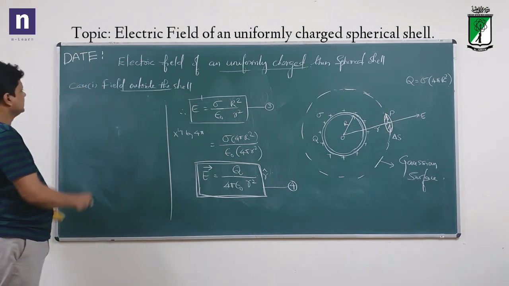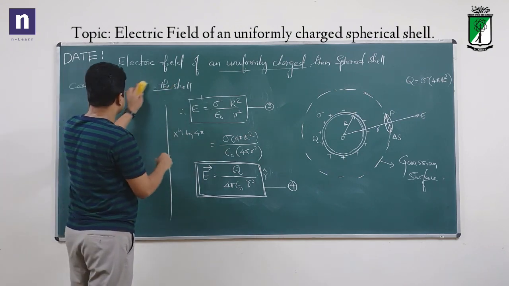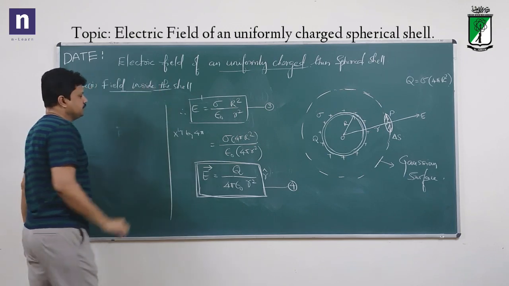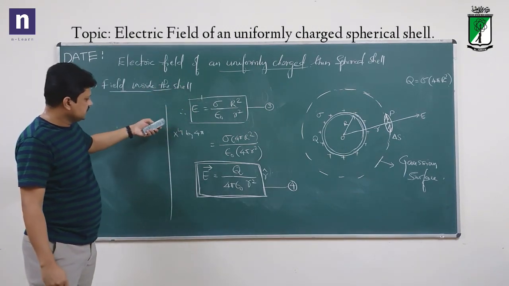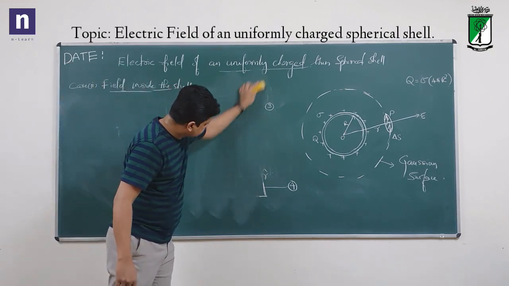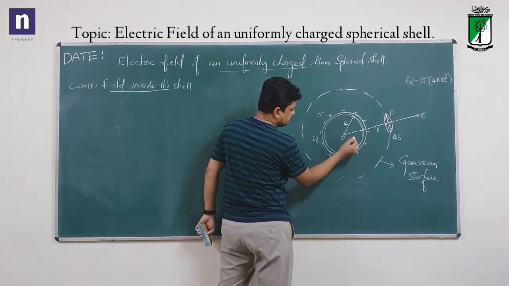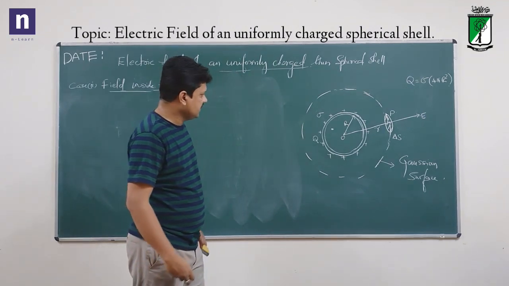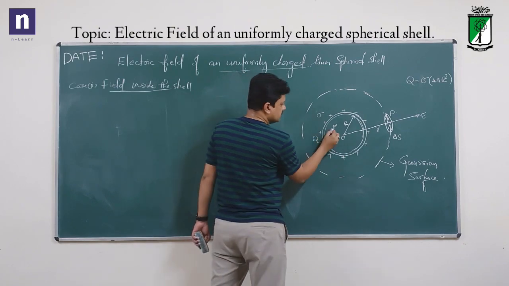Now let us take the second case: the field inside the shell. At any point inside the shell, let us consider the point P inside the shell. Now let me consider a point P somewhere inside the shell, say somewhere here. I'll take this as P dash.